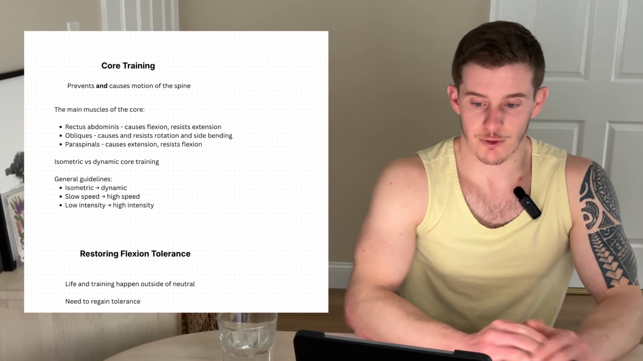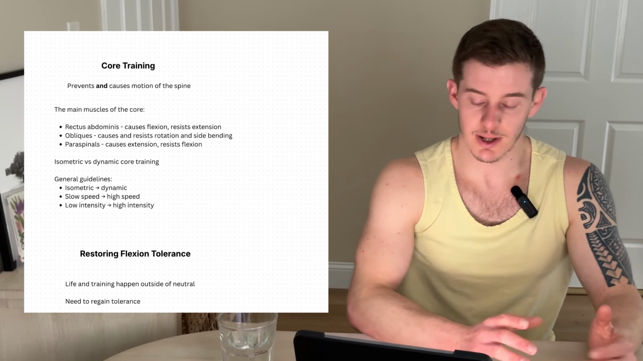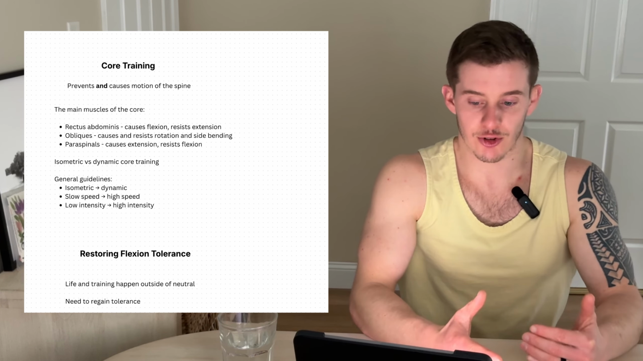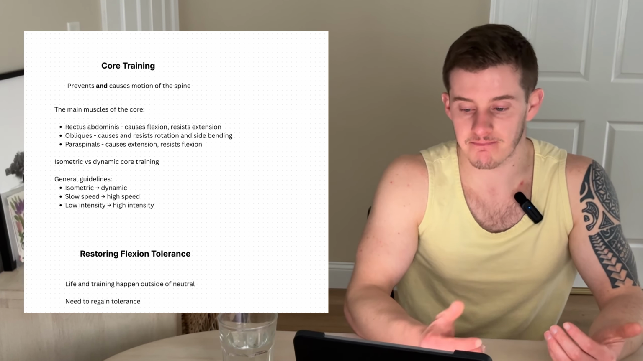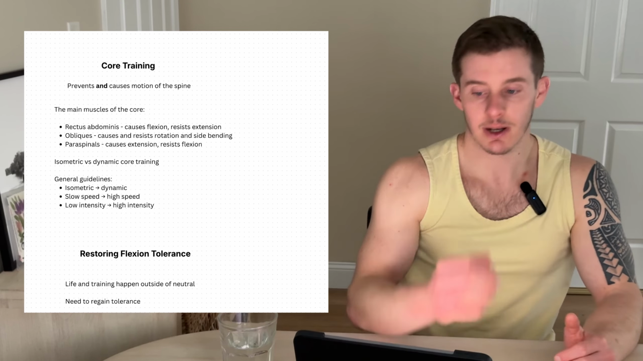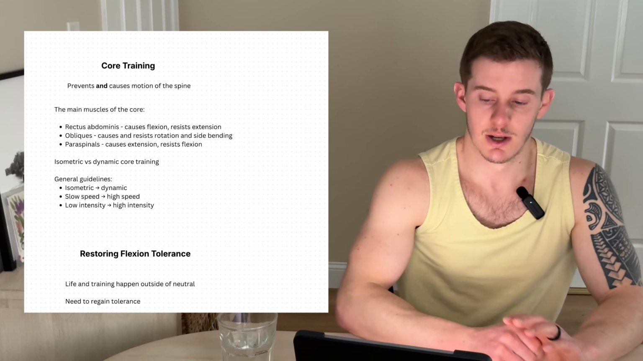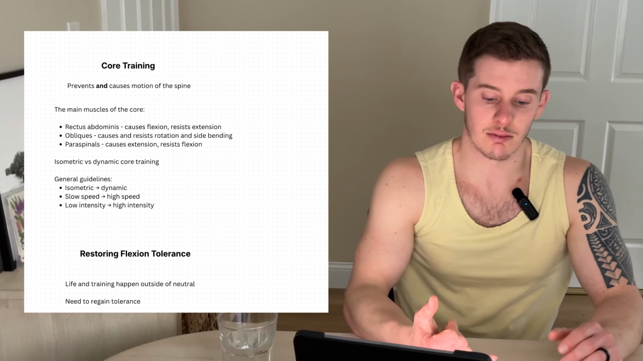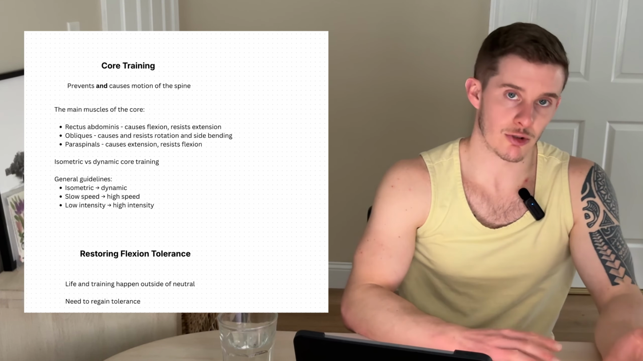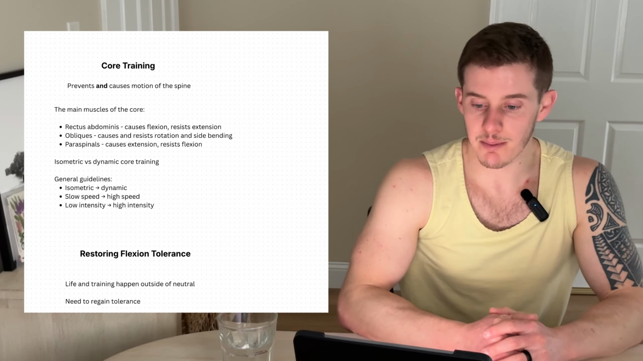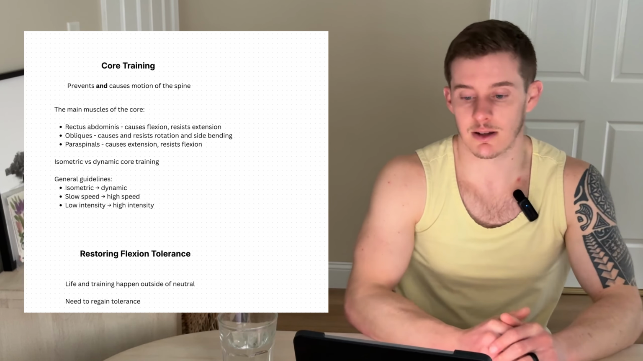So I first want to go over the anatomy and function of the core a little bit, and then how we actually go about implementing and progressing core work when working with our clients with back pain. Overall, I'm not going to get into all the nuances of the deep core musculature. I'm mainly going to focus on the rectus abdominis, which is the six-pack muscles, the obliques, both the internal and external, and then the paraspinals, which are the big muscles along either side of the spine that you can see from the back.